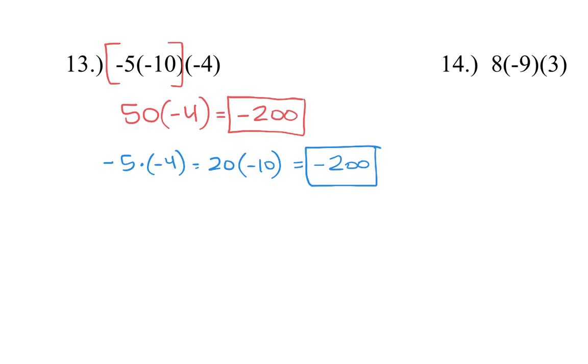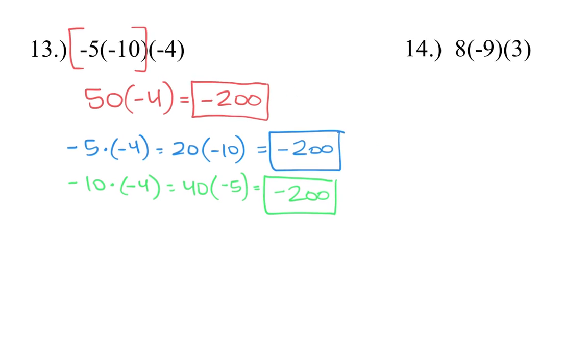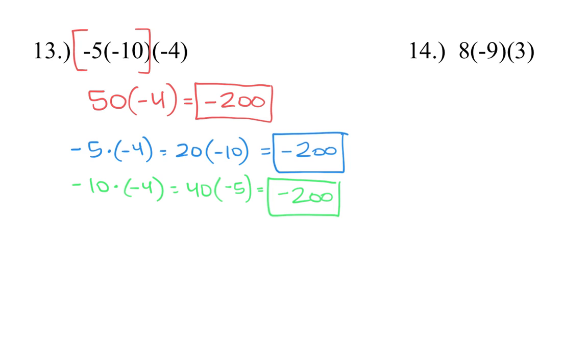Or the other way you could solve this is you could take the -10 times the -4 to start, and that gives you positive 40, and then times -5, which would also be -200. So it doesn't matter which way you do it. Multiplication can happen in any order. All right, so then as we look at number 14, with this in mind, again, you could take this in any order. I'll go ahead and just start and go from left to right.